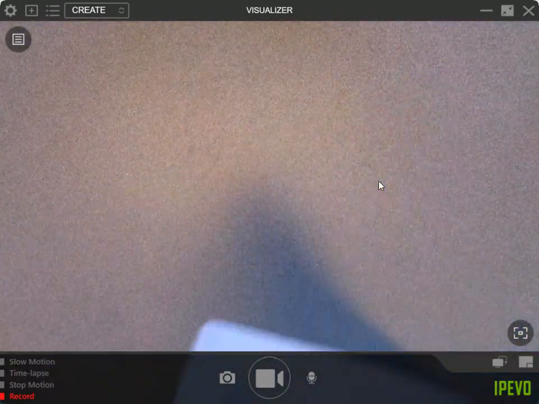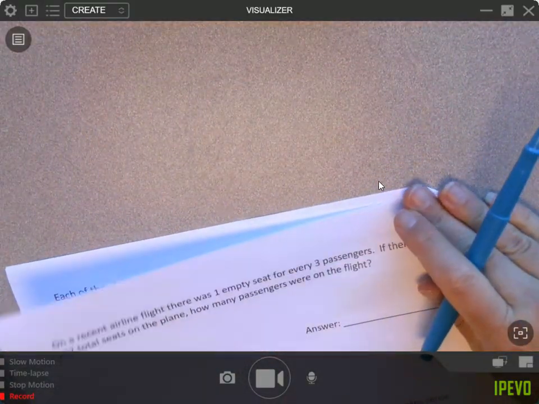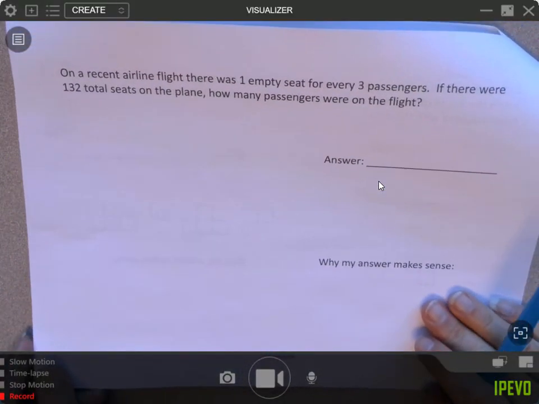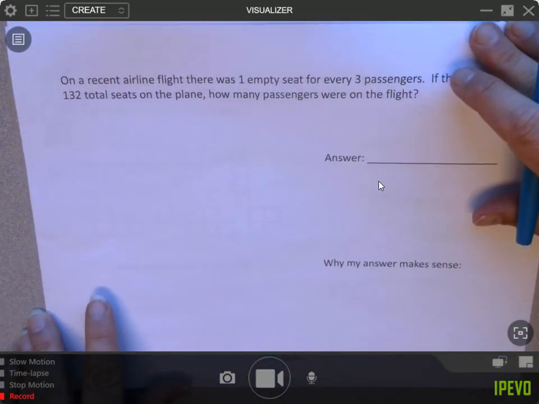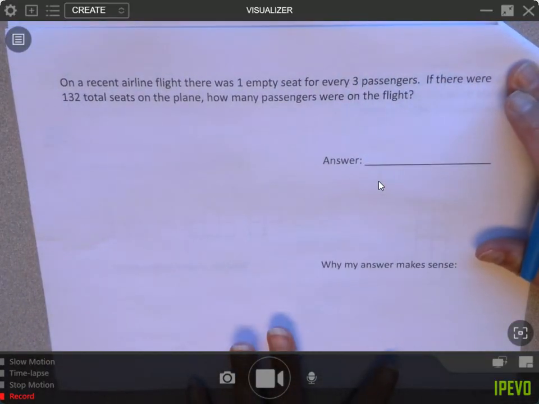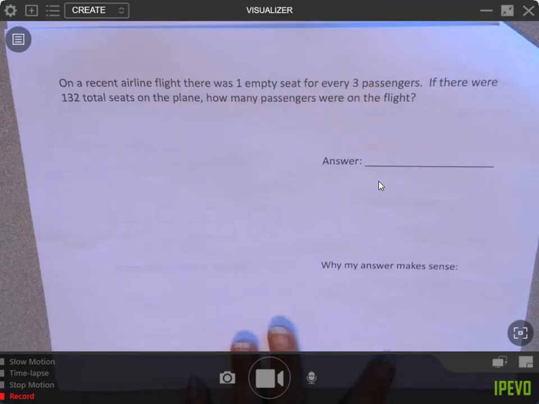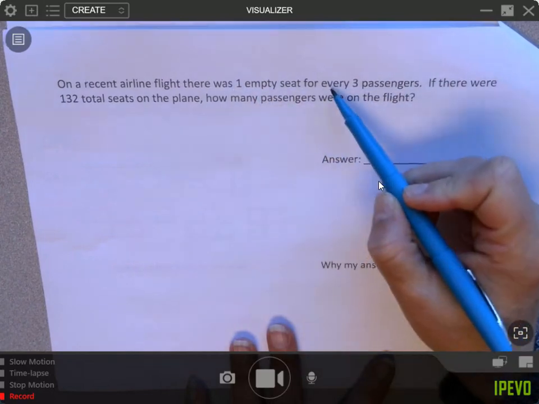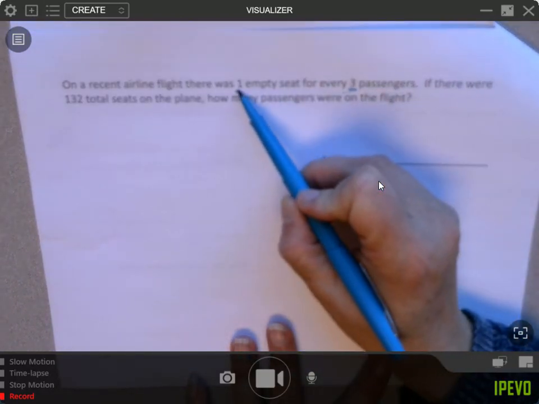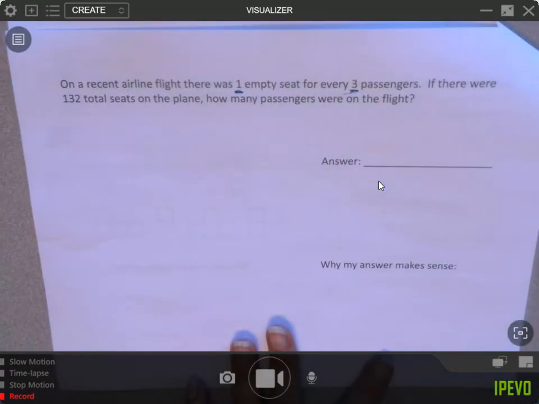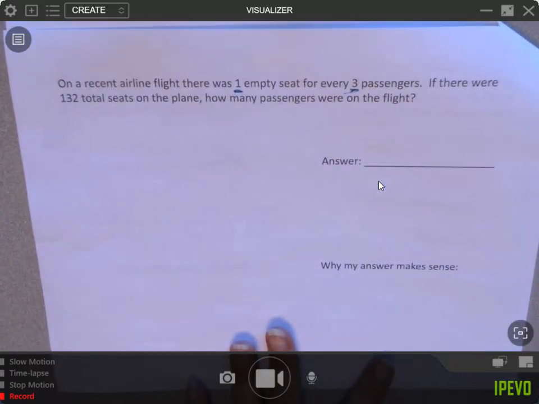Our second page says on a recent airline flight, there was 1 empty seat for every 4 passengers. If there were 132 total seats on the plane, how many passengers were on the flight? Some of us were working with how many passengers, but we forgot that there's an empty seat for every 3 passengers. So we have to think about how many seats altogether that is that we are skip counting by.